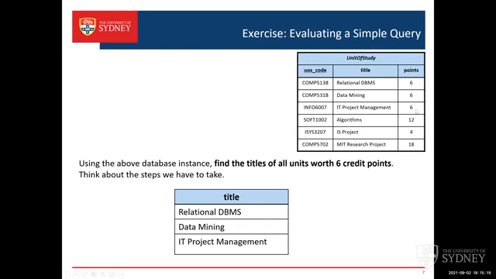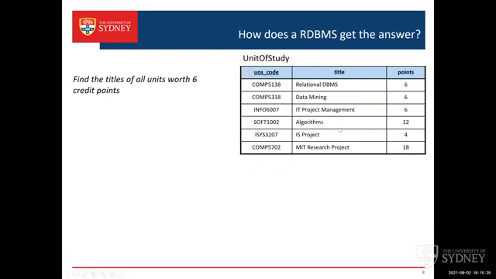Only this unit of study table is of interest to us to answer this question. Now we have only this table, the other two are gone. I want to answer this one. So how should I find who will have 6 credit points? Let's put that condition, looking into the points. We can figure out all the units that have 6 credit points.